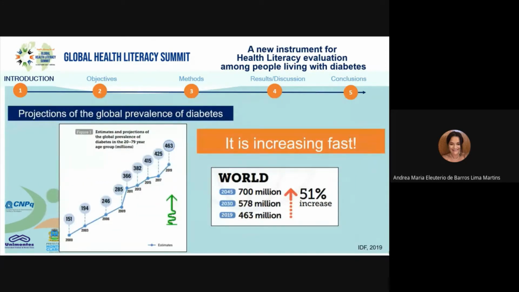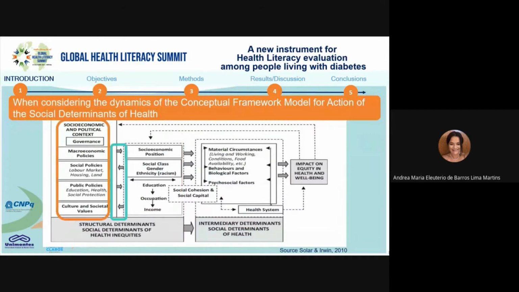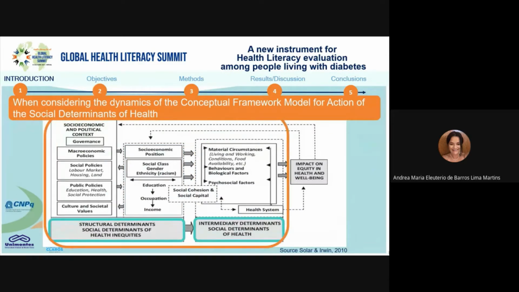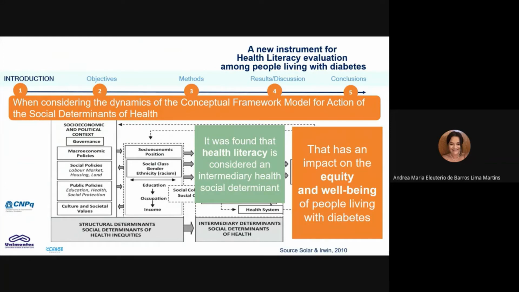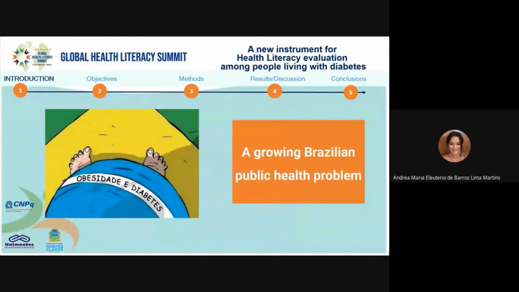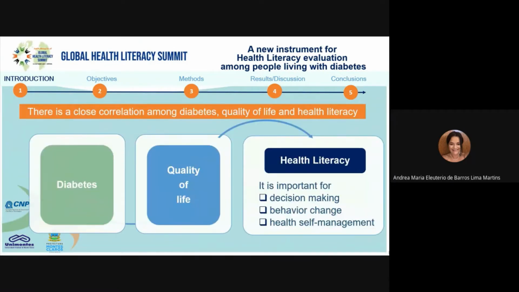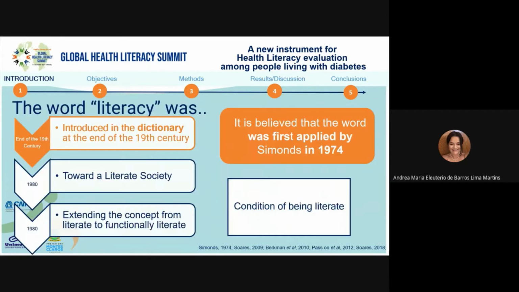It is increasing fast. In considering the dynamics of the conceptual framework model for action of the social determinants of health, it was found that health literacy is considered an intermediary health social determinant. This has an impact on the equity and well-being of people living with diabetes, a growing Brazilian public health problem. There is a close correlation among diabetes, quality of life, and health literacy.